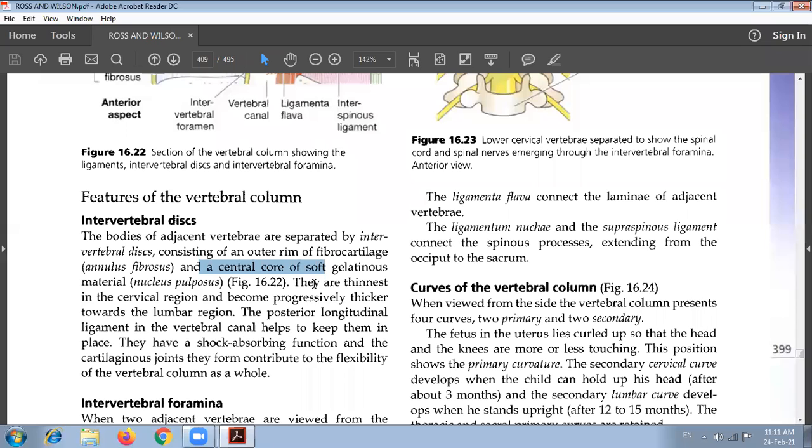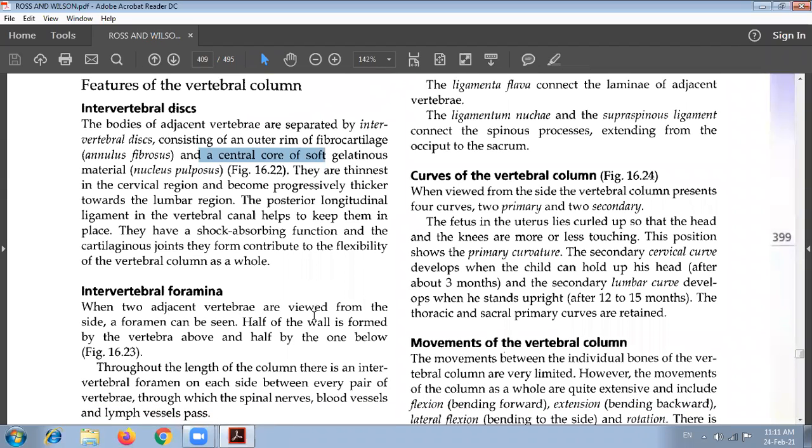The intervertebral discs are made up of fibrocartilage and gelatinous material inside. They are thinnest in the cervical region, meaning in the neck region they are thin, while they are thicker towards the lumbar region, the back of our vertebral column. It is thick in the lower region of the vertebral column, while thin in the upper region. Then next, the intervertebral foramina, through which the spinal cord is also passing.